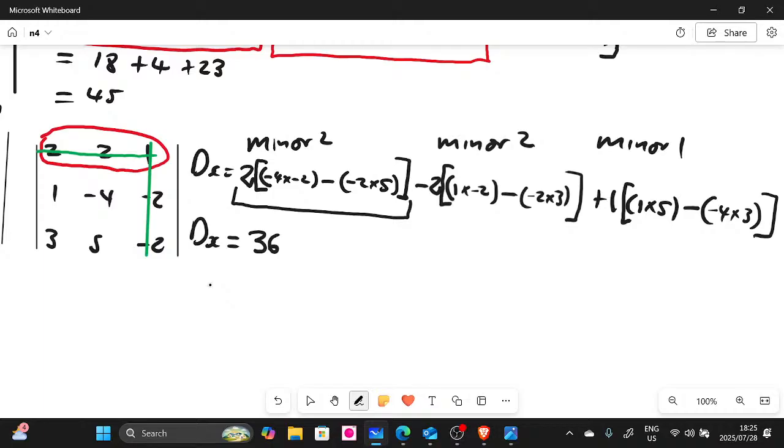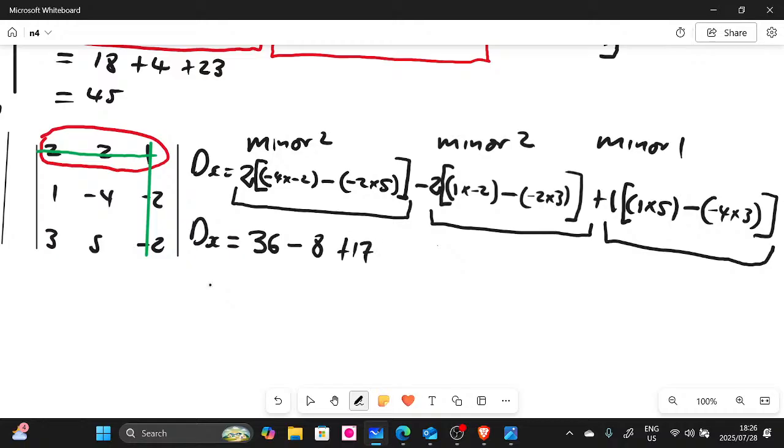There we go. Then we come to this one here. We have -2 multiplied by open bracket 1 multiplied by -2 close bracket minus open bracket -2 multiplied by 3 close bracket. If you put that on a calculator, it gives me -8. And then the last one here, which is 1 multiplied by open bracket 1 multiplied by 5 close bracket minus open bracket -4 multiplied by 3 close bracket. Put that on a calculator, and we get plus 17.